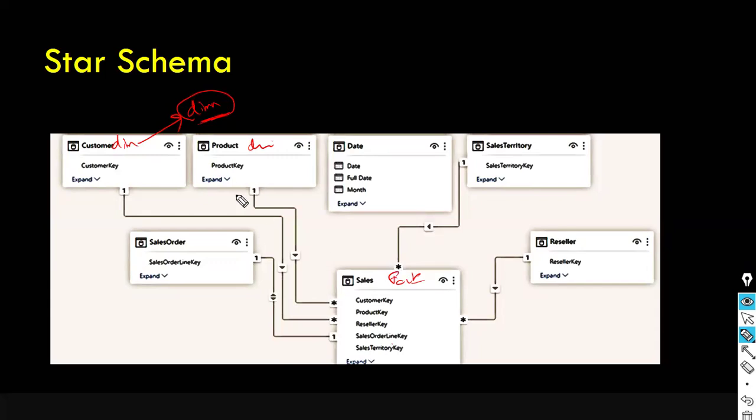What is the difference between a dimension table and a fact table? The fact table contains most of the transaction data, every day, every minute, whatever the transaction, that will get stored here.